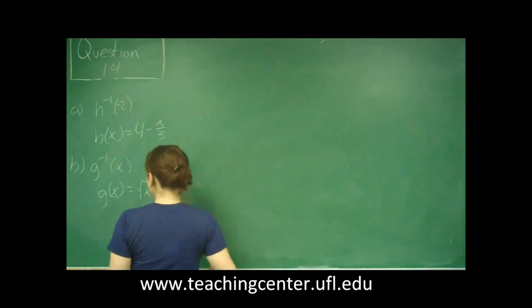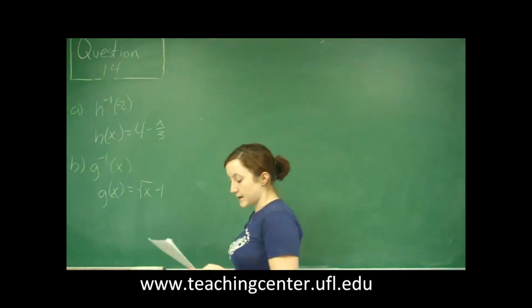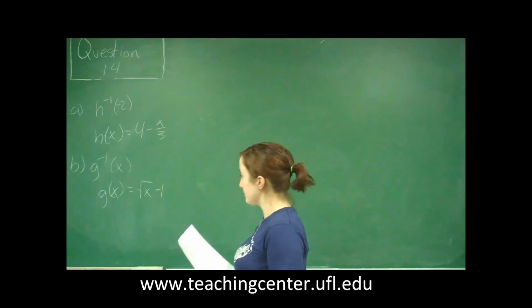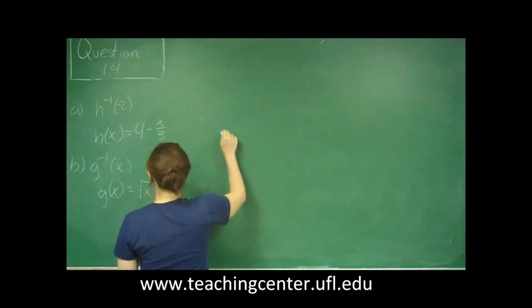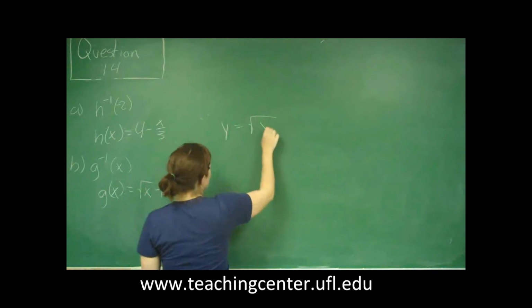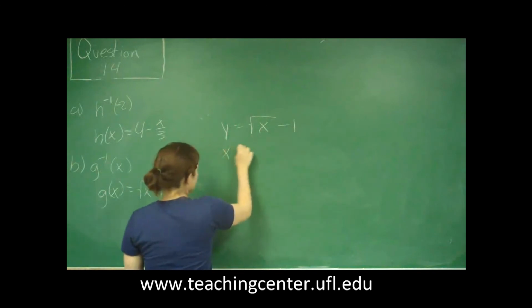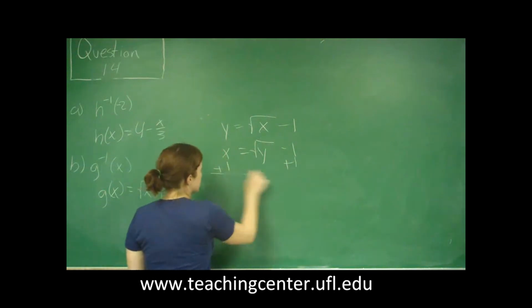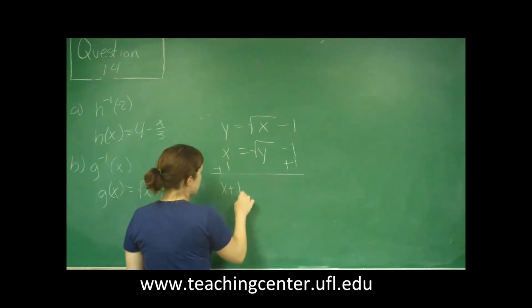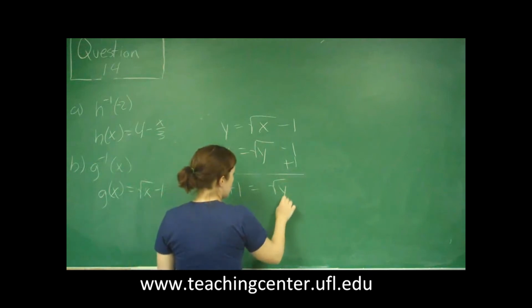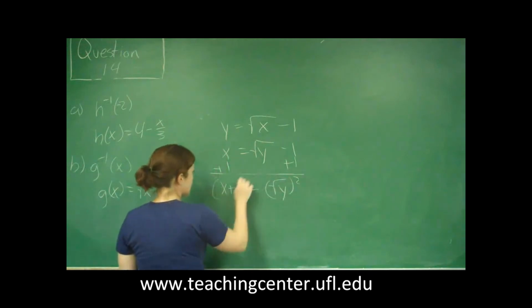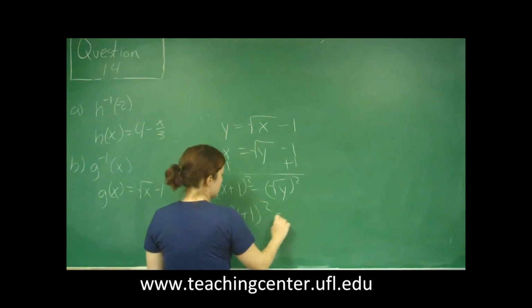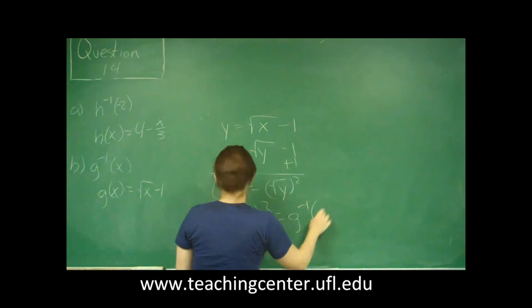Part B wants us to find the inverse of g, where g of x is equal to square root of x minus 1. So I'm going to have y is equal to square root of x minus 1. So I switch my x and y's, and add 1. And I get x plus 1 is equal to square root of y. Square both sides. So I get x plus 1 squared is equal to the inverse of g.